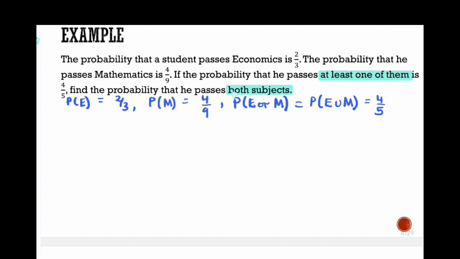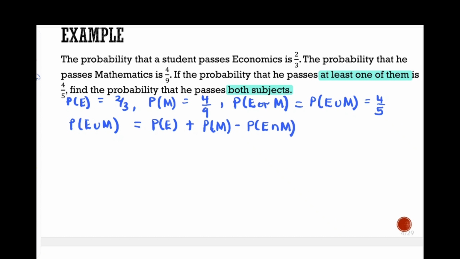So how shall we get our intersection? We shall use the information we have been given to come to what we don't know. So you know that the probability of E union M, from the formula we derived, is equal to the probability of E plus the probability of M minus the probability of E intersection M. So we shall substitute.